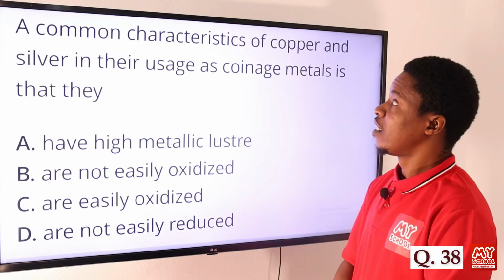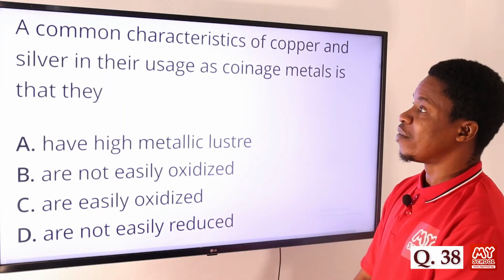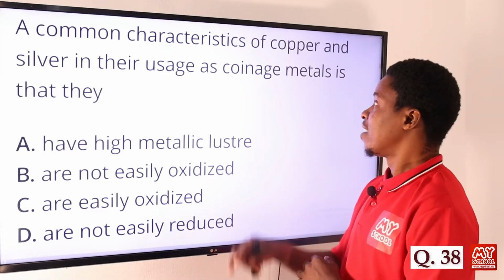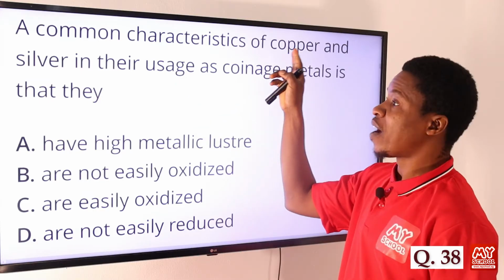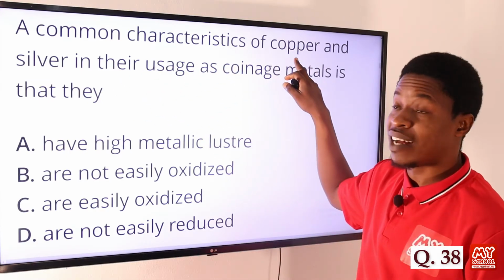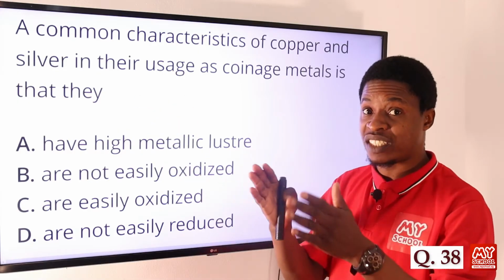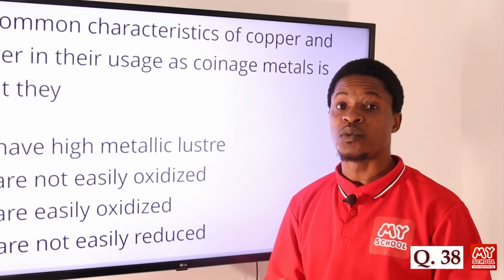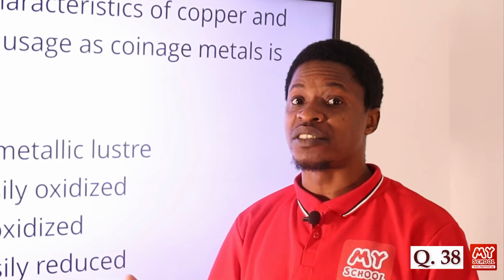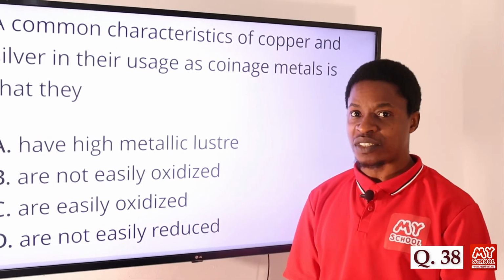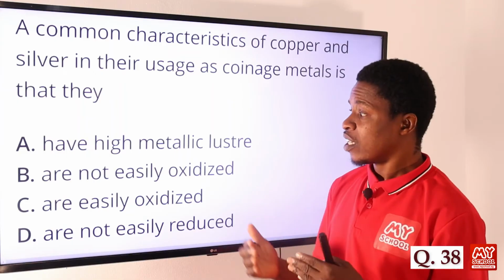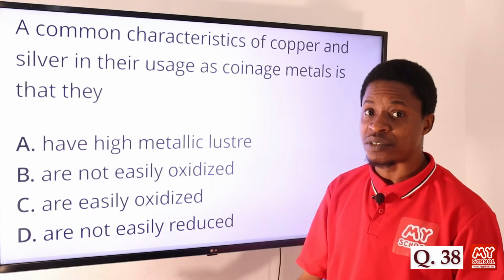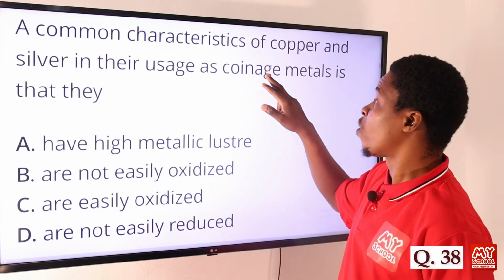Question 38. A common characteristic of copper and silver in their usage as coinage metals is that they, remember, both of them are metals. Both copper and silver. Even though copper is a transition metal and silver is not a transition metal for the first series, both of them are metals. And what we know about metals usually is that they are reducing agents. So if they are reducing agents, that means they are not easily what? Oxidized. They can act as oxidants in some reactions, but they are not easily oxidized because they are reducing agents. That's why they are used as coinage metals.